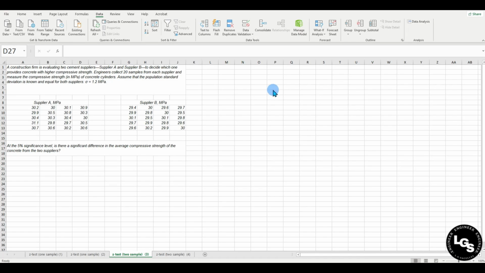This is a tutorial on how to use the z-test for two samples using Excel with its Data Analysis Toolpak. So we have here a sample problem. A construction firm is evaluating two cement suppliers, supplier A and supplier B, to decide which one provides concrete with higher compressive strength.